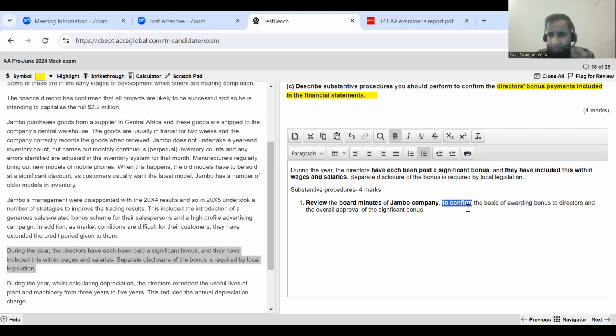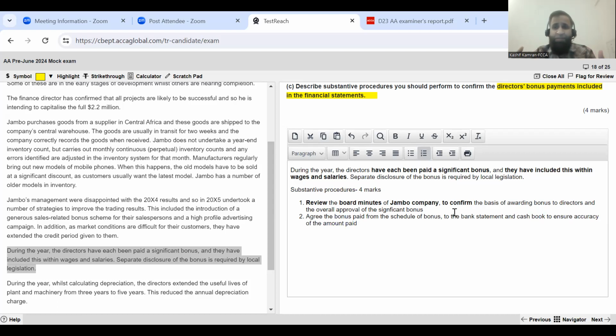It's written. So significant bonus, I need a board approval. They have been included within the wages and salary. So I can agree the bonus paid from the schedule of bonus to the bank statements and cash books to ensure accuracy of the amount paid.